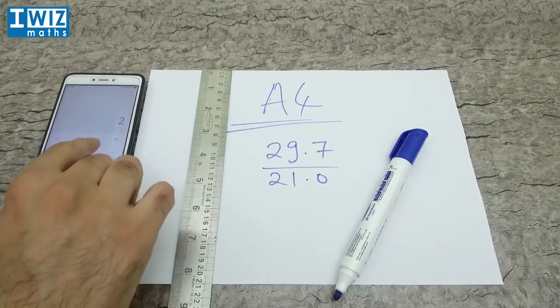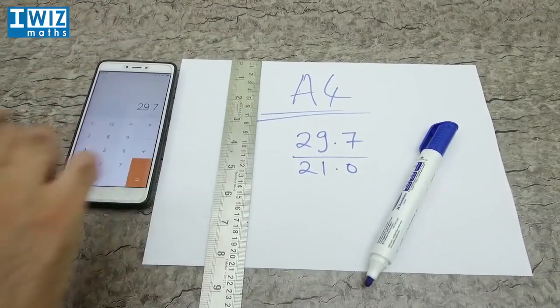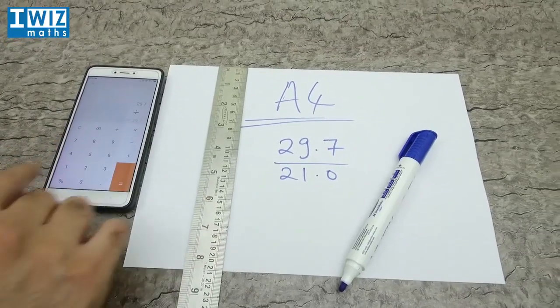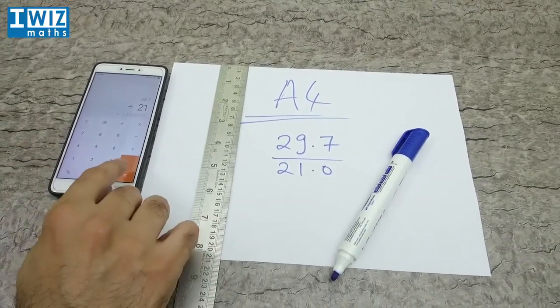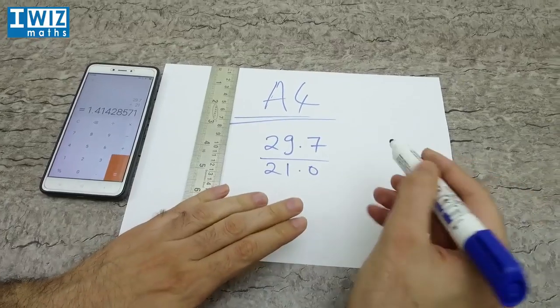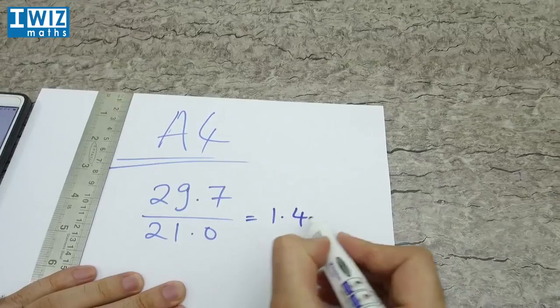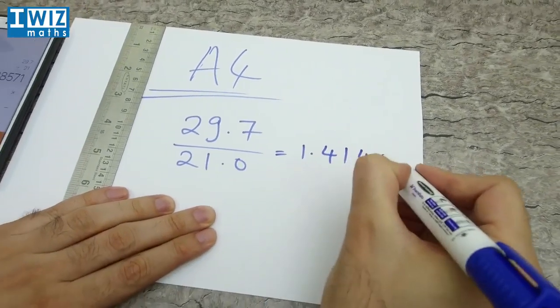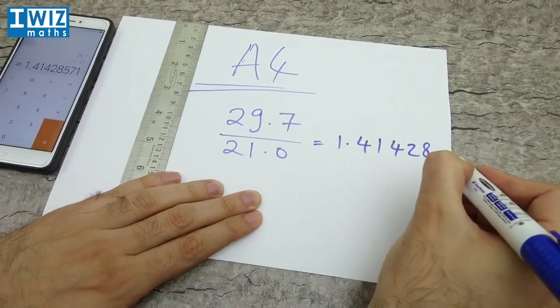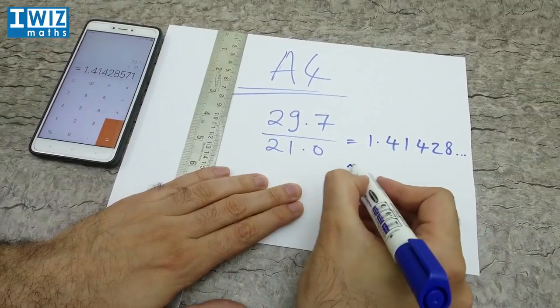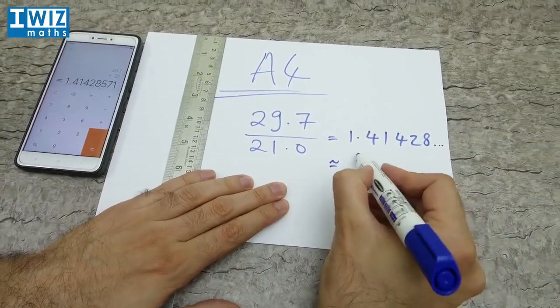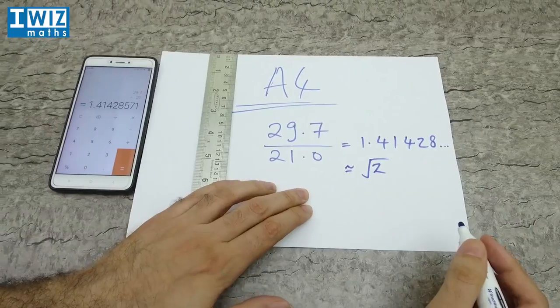So that would be 29.7 divided by 21. And what do we get? So let's note that down. That is 1.41428 and so on and so forth. And that's more or less the square root of 2. So that's really fascinating, isn't it?